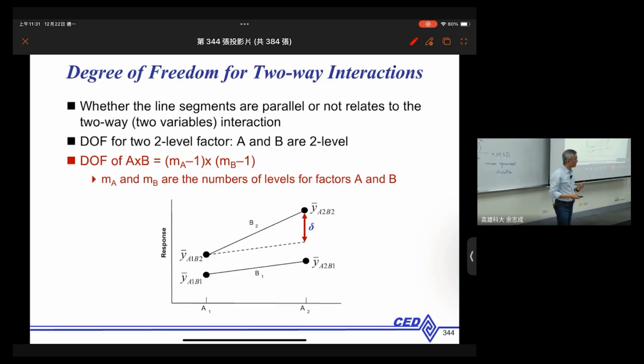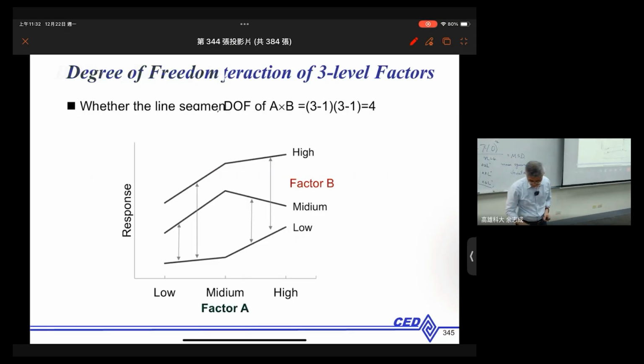And the formula will be MA-1 multiplied by MB-1. MA and MB are the number of levels for control factor A and control factor B. For the 2-level case, it is only 2. 2 minus 1 multiplied by 2 minus 1. So the degree of freedom will be 1.